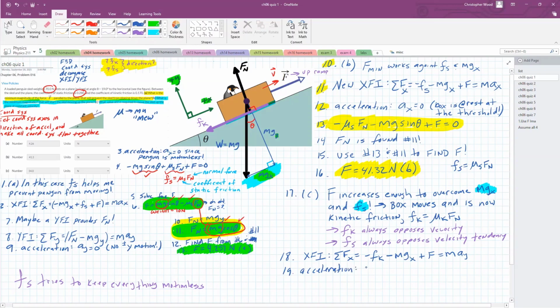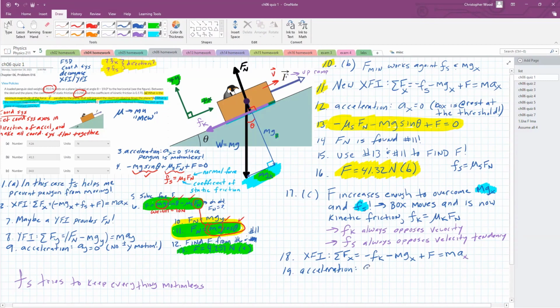And what you're saying about acceleration, this should be A sub X, not A sub Y. Ooh, we have to think about this, because this is not motionless. I was going to write down the penguin is motionless, but the penguin is not motionless. The penguin is moving.